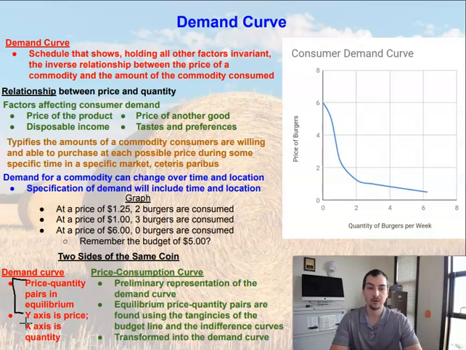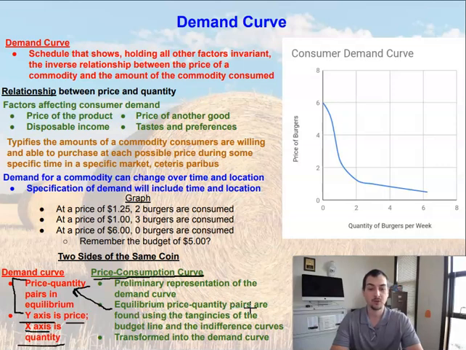Only now we're going to rearrange this graph where the y-axis is the price and the x-axis is the quantity. This price consumption curve is a preliminary representation of the demand curve. This price consumption curve is what we're going to be developing the demand curve off of. The equilibrium price quantity pairs, you see it's showing up again because it's 2 sides of the same coin, right?